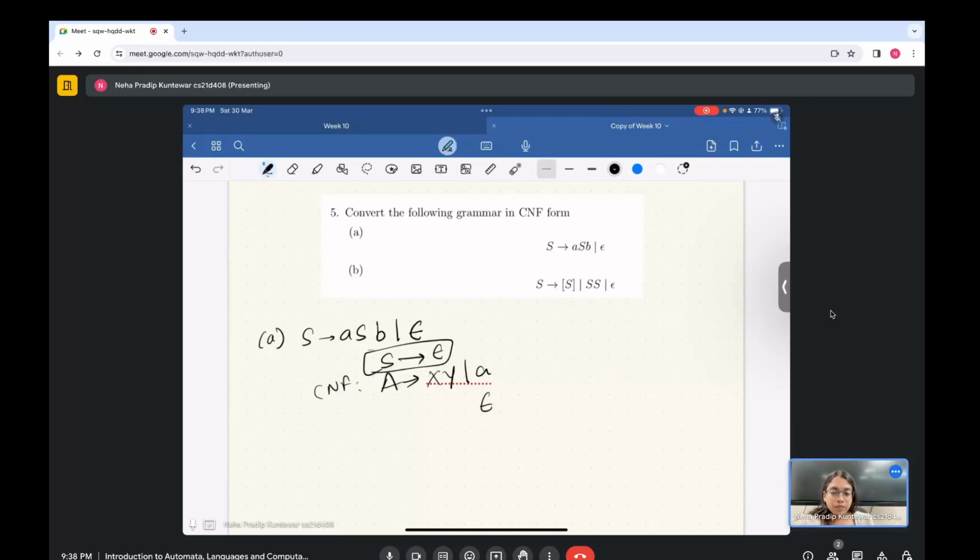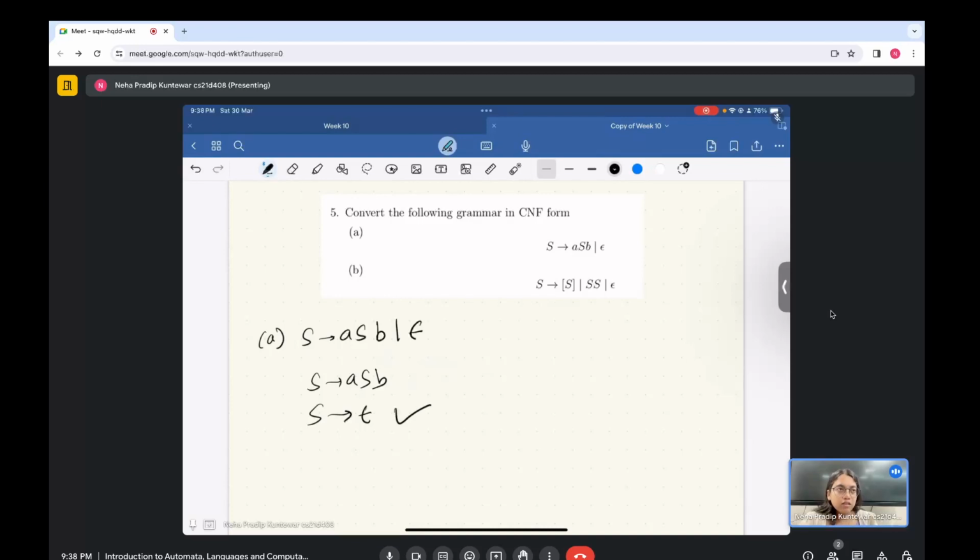But if the language does not have epsilon, then you are not allowed this kind of moves. So in this case, let's see, there are two productions. One is S gives aSb and S gives epsilon.